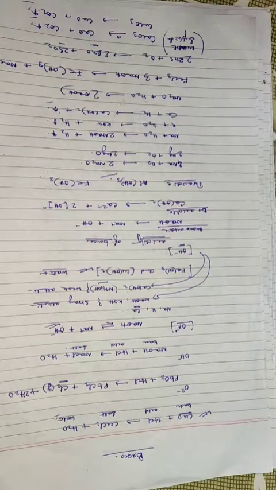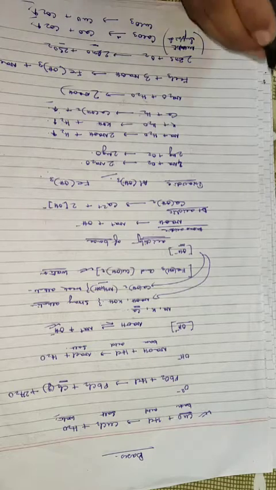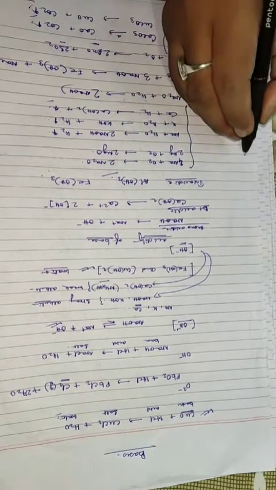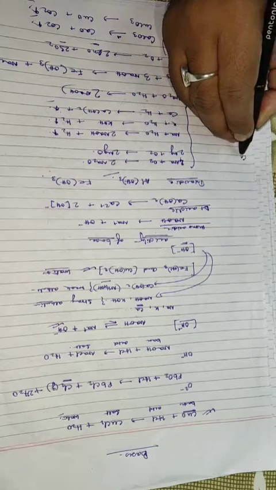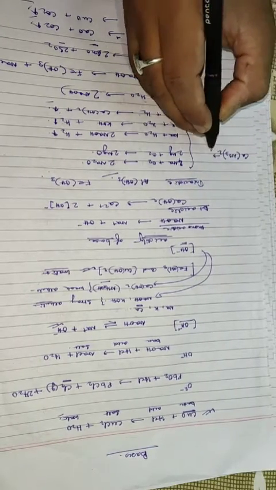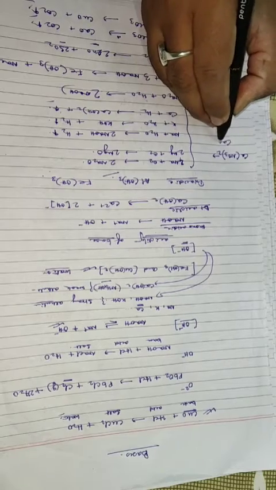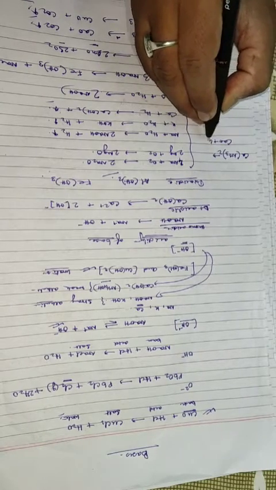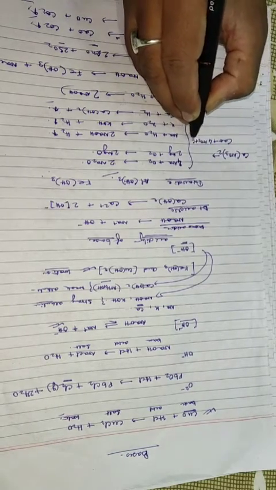Now, metal nitrate. Metal nitrate means what? See, calcium nitrate. It will give calcium oxide plus nitrogen dioxide plus oxygen.